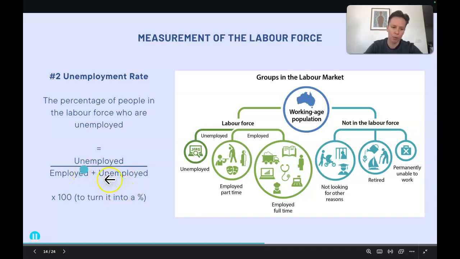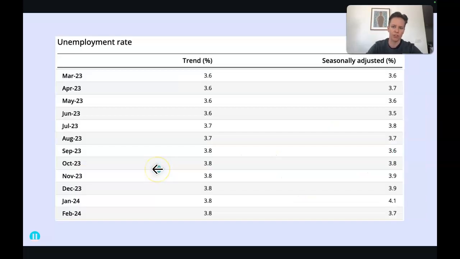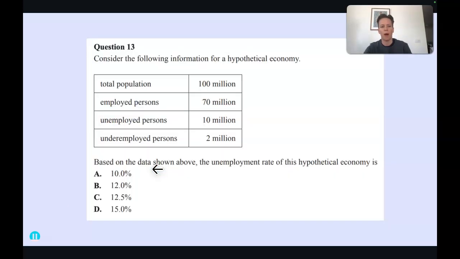I also know that employed plus unemployed is equal to the labour force, so just in case the information is presented in that way. So I've got some extra information here to obviously try and trick me. Total population is irrelevant. Underemployed persons is irrelevant for this question. I need to go unemployed, which is 10, divided by employed plus unemployed. So 70 plus 10 is 80. So 10 divided by 80, and then I'm going to times that by 100 to give me a percentage.